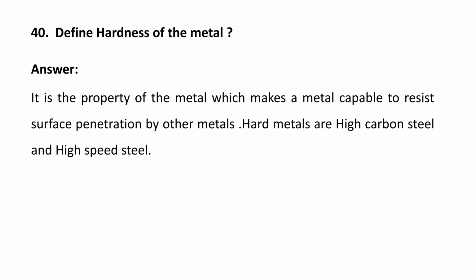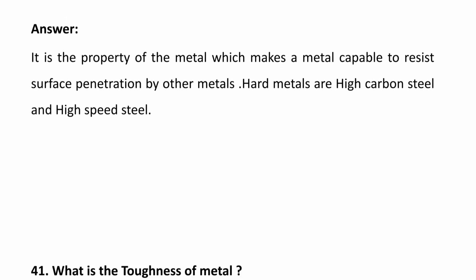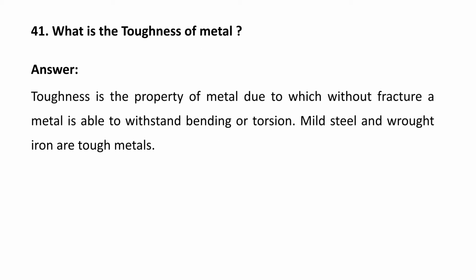Next question. Define hardness of a metal. It is a property of a metal which makes it capable of resisting surface penetration by another metal. Hard metals are high carbon steel and high speed steel. Next question. What is toughness of a metal? Toughness is the property of a metal due to which, without fracture, it is able to withstand bending or torsion. Example is mild steel and wrought iron.